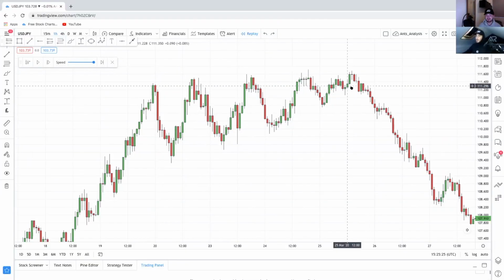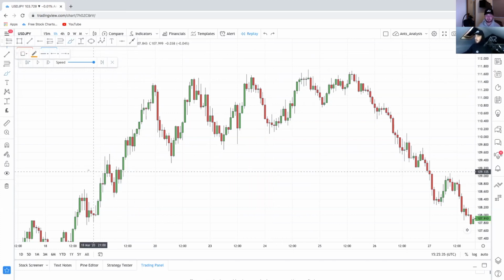Okay guys, so I'm going to be talking about the rising wedge and how you can implement it and potentially forecast a potential reversal within the market. Using this example from the past, we can see that price has been making higher highs and higher lows.